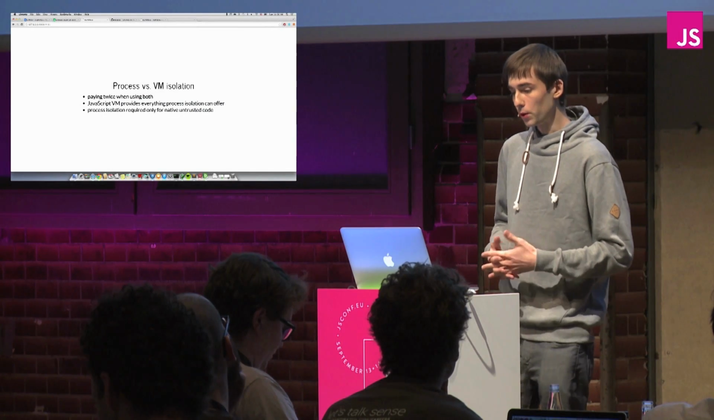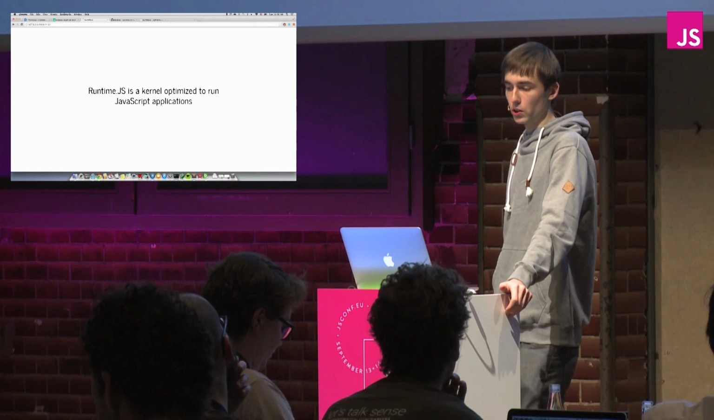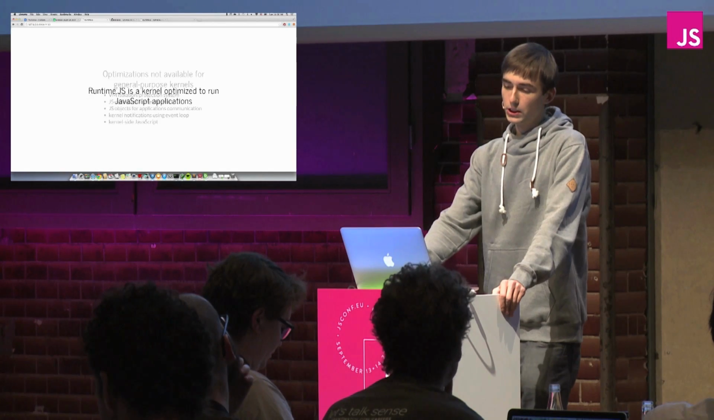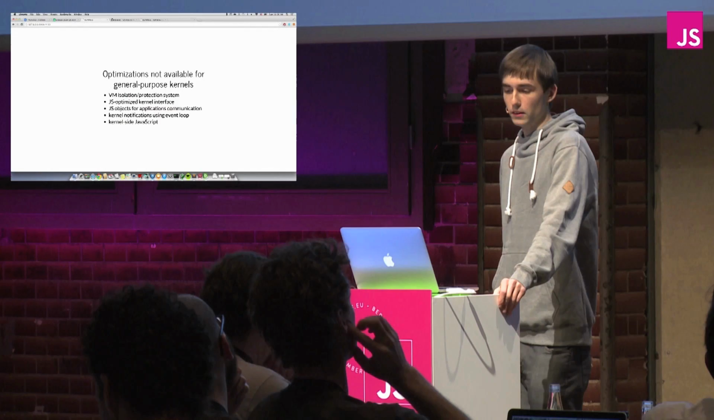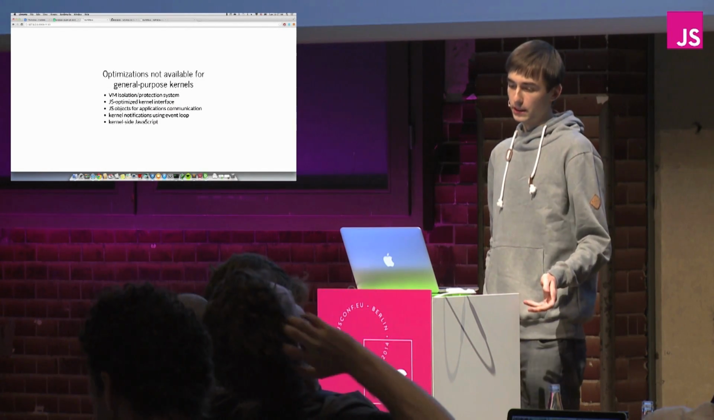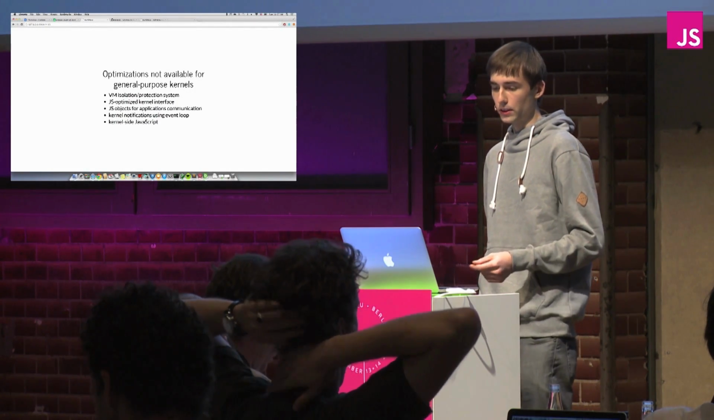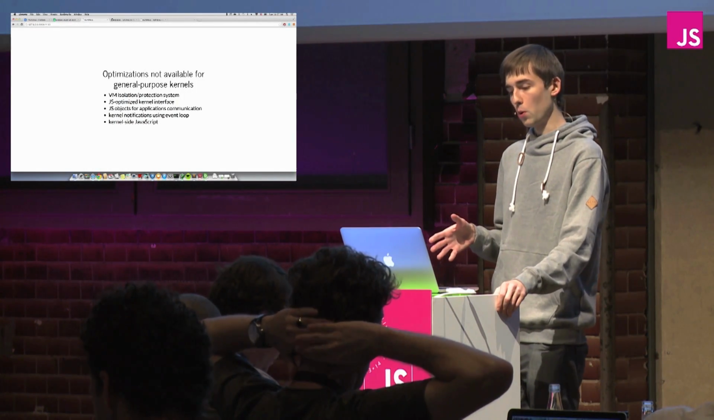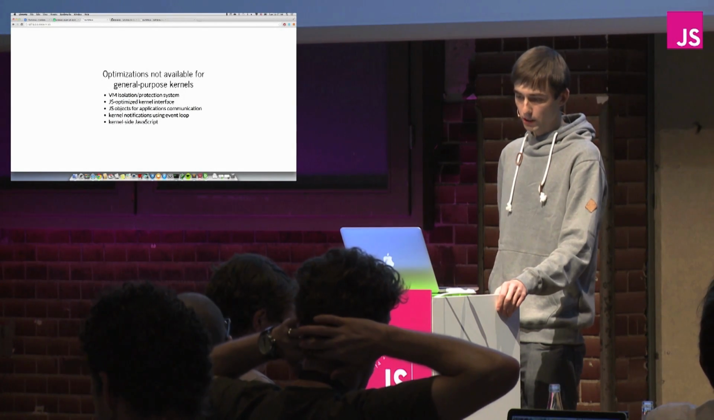It's required only for native untrusted code. So Runtime.JS is a kernel optimized to run JavaScript applications, and it uses some optimizations that are not available for general purpose kernels. First of all, it's a VM isolation protection system, whereas general purpose kernels use processes instead. And we can also provide a JavaScript optimized kernel interface, where basically you can pass a callback to the kernel and ask it to call it, and it will work just like that.